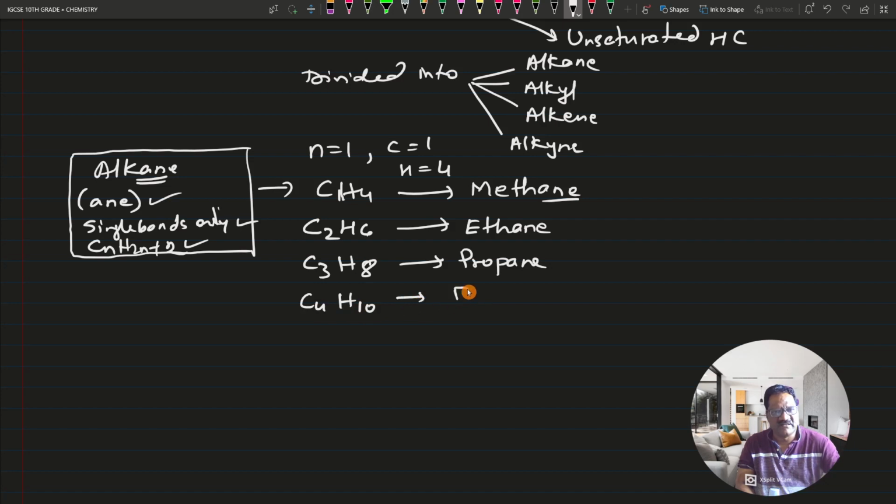Now you'll see that all the names of these individual alkanes end with ane. The first one is methane, the second one is ethane, the third one is propane, the fourth one is butane. Okay, and as you go on, you will get a series of these compounds, and let us go to 10. So C10, H will be 2 tens are 20 plus 2, 22. This is known as decane.